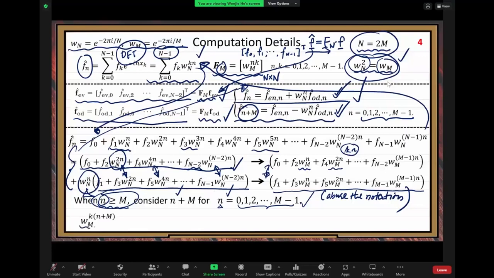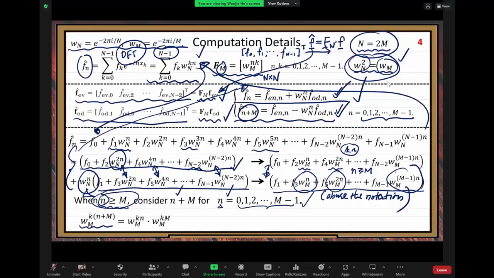All right. So now let's look at the individual W factor, that is this part: the individual W factor with n greater or equal to capital M. We want to further simplify all these factors. How to simplify? We split it into a product of two W factors.